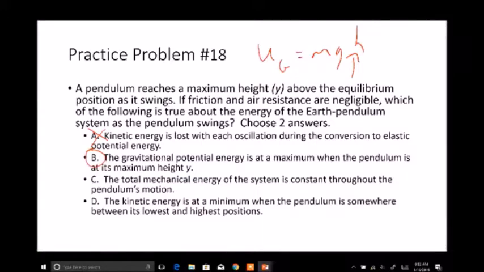C, the total mechanical energy of the system is constant throughout the pendulum's motion. Well, the problem stem tells us that we're ignoring friction and air resistance. In those cases, typically mechanical energy is conserved. Remember, mechanical energy is the sum of the kinetic and the potential. So answer C looks like a valid answer. Finally, the kinetic energy is at a minimum when the pendulum is somewhere between its lowest and highest positions. Well, the kinetic energy is at a minimum at the highest position. It's at a maximum at the lowest position. So answer D is not correct. So practice problem 18, we're looking at choices B and C as our correct answers.